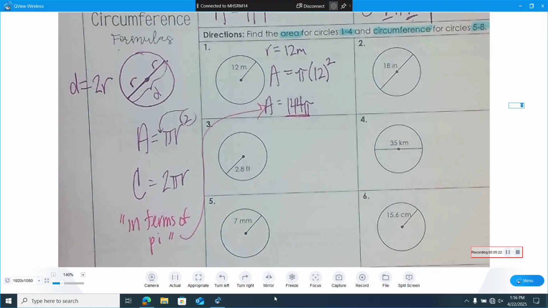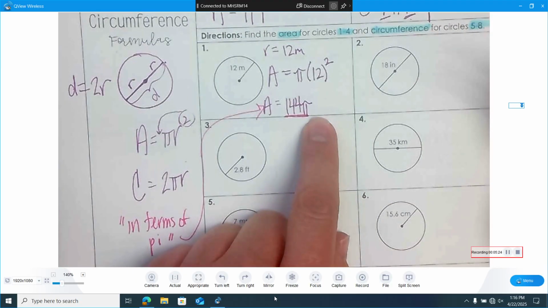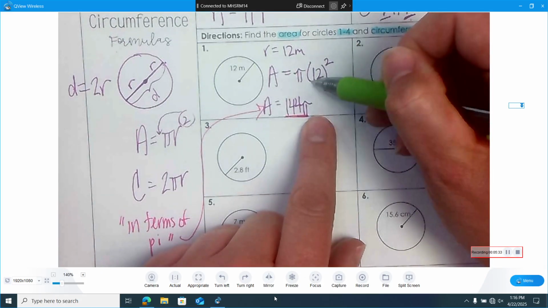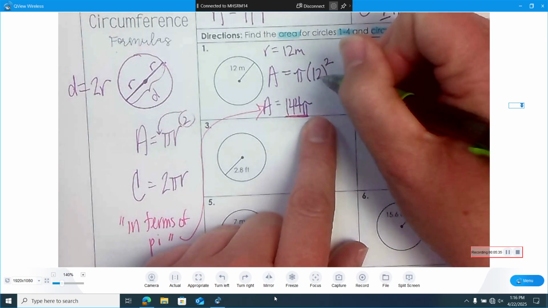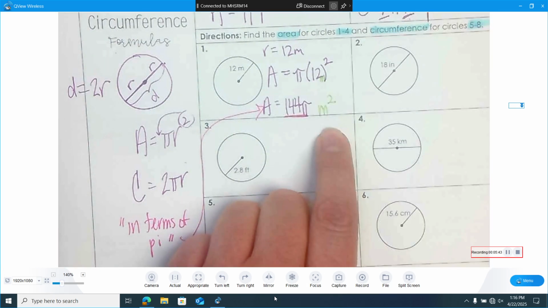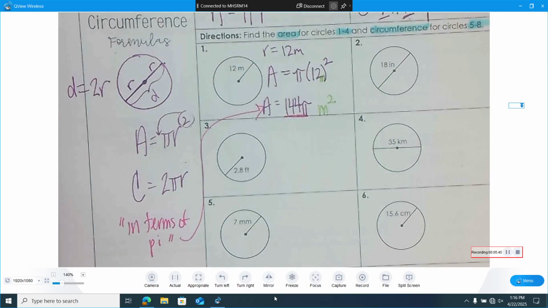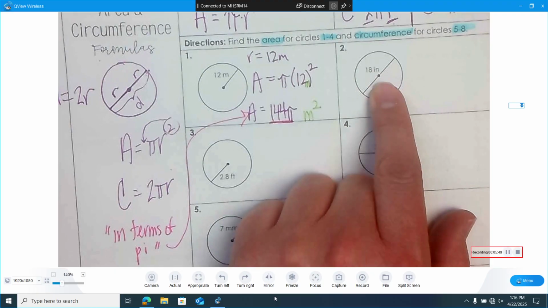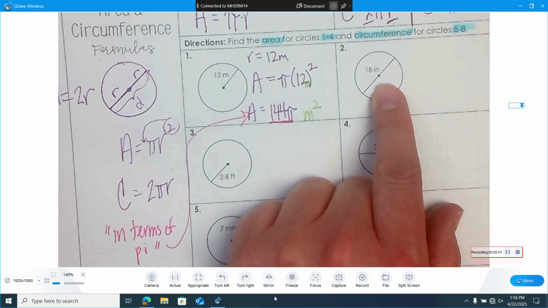Now, what are the units for this area? Meters squared. Now, I want to talk about why just briefly here. This 12 that we plugged in was 12 meters, and then we had to square that. So that would be meters times meters, which gives us meters squared. That's how our units become squared. Okay. Here, number 2. What information are they giving us in this picture?